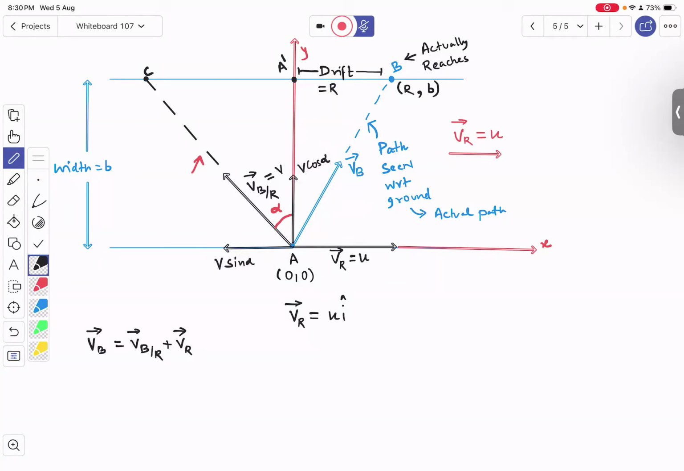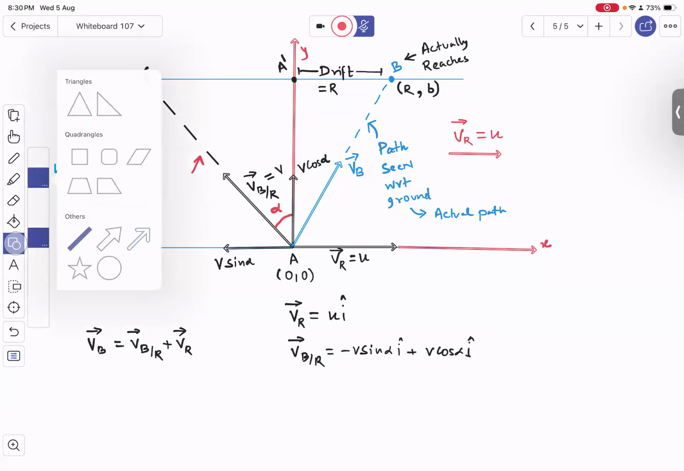So the velocity of the boat with respect to the river is going to be minus V sine alpha i cap plus V cos alpha j cap, is it not? Now we will add these two vectors.